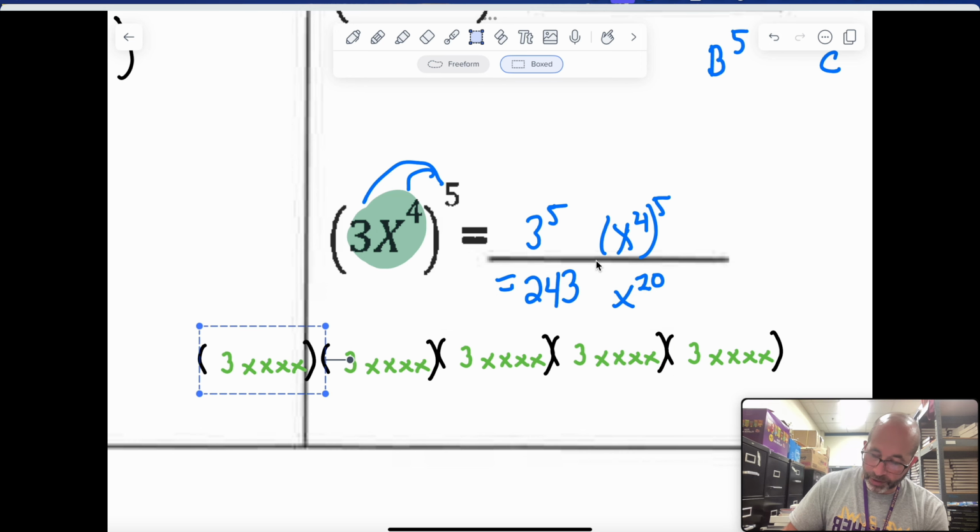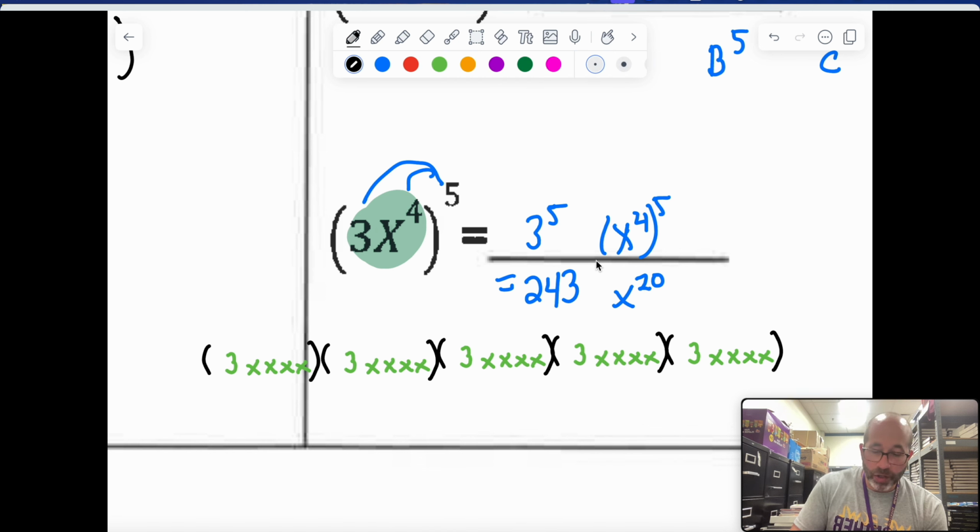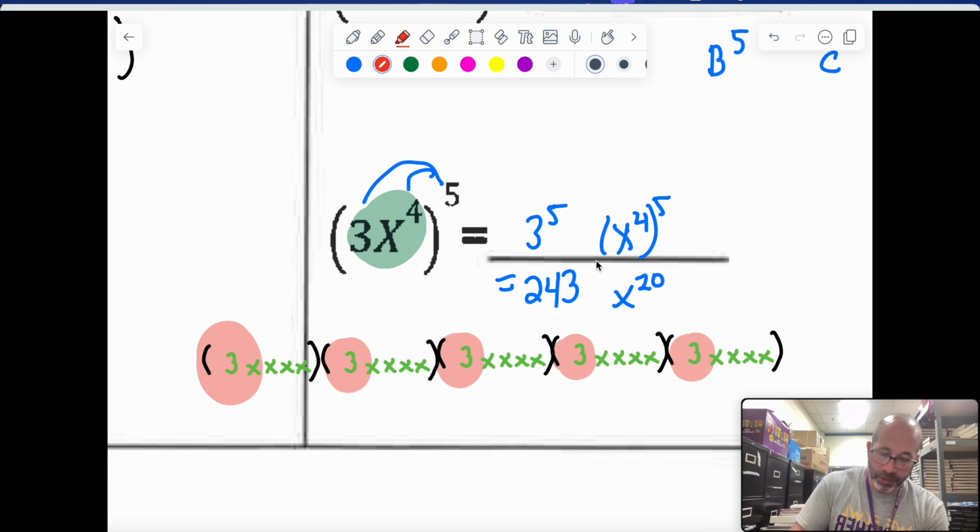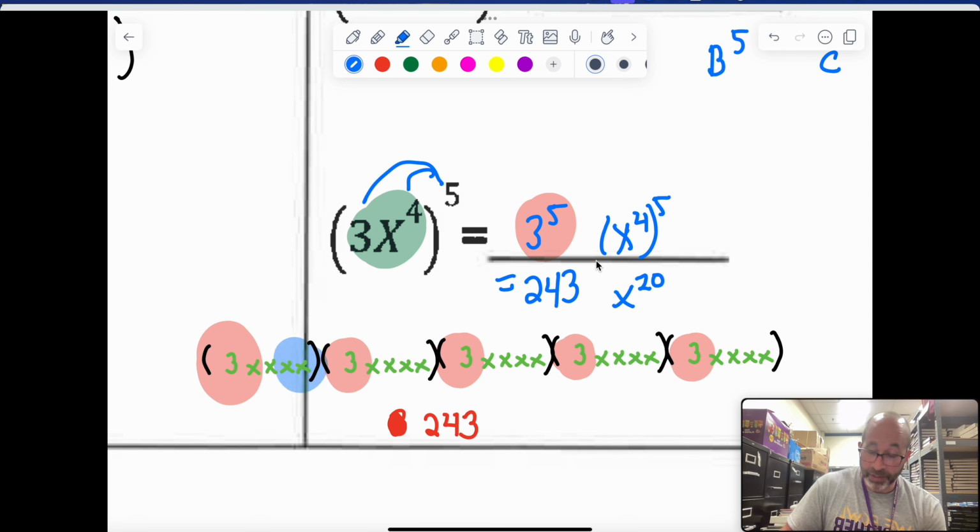Let's just throw it over here. There's 5. Okay. So when I take all of these 3s and put them all together, that 3, 3, 3, 3, and 3, that's 3 to the 5th power. So when we look at that, that's a total of 243.